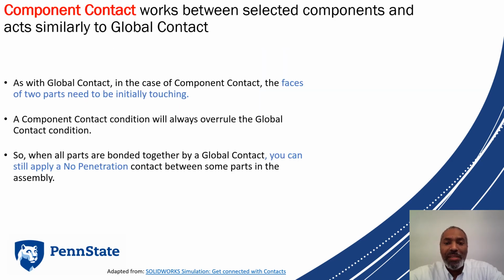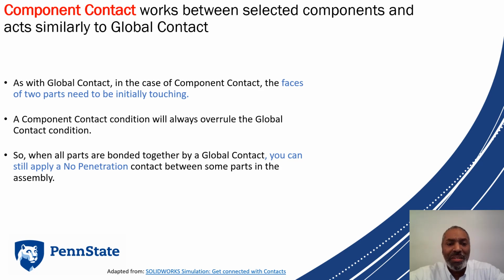As I said, component contact works between selected components and acts similarly to global contact in how it acts, but not in what it acts on. As with global contact, in the case of component contact, the faces of two parts need to be initially touching. And with that initial touching, you can assign them to be part of a contact group or contact set together. It'll always overrule the global contact condition. So if the global contact condition is set to bonded and you want the two things that are initially touching to do some other type of contact, then you put them in a set and give them the relationship that you want.